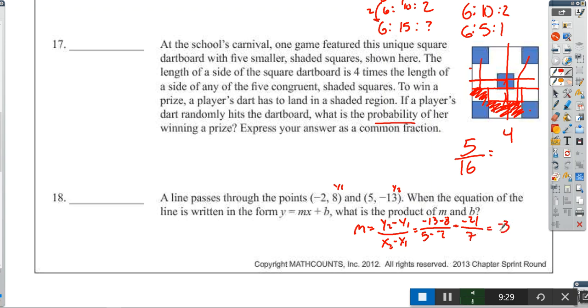Okay, that's not too bad. So we can keep that in our back pockets. And now we need to find the y-intercept. Well, if I'm at (-2, 8) and I go down 3 for every 1, if I'm here at -2, -1, and 0, that means I'm going to go down 3 over 1, down 3 over 1. So that means I went down a total of 6. 8 minus 6 is 2. So the y-intercept is at (0, 2). So 2 times -3 is -6.